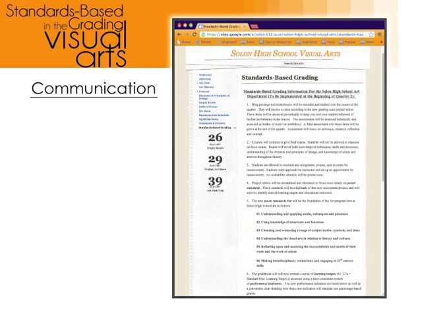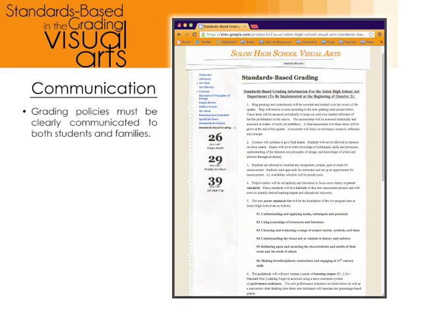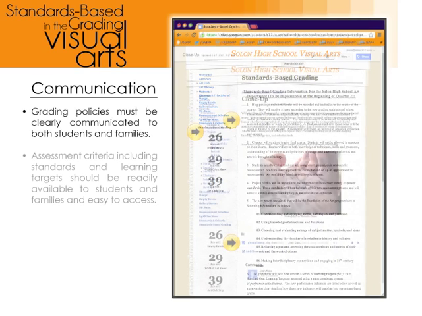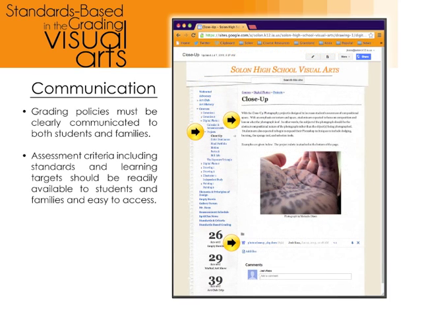While standards-based grading can be an incredible approach to assessment and can lead to positive instructional and learning outcomes, it is important to remember that its success hinges on effective communication. Grading policies must be clearly communicated to both students and families, and assessment criteria, including standards and learning targets, should be readily available to students and families and easy to access.